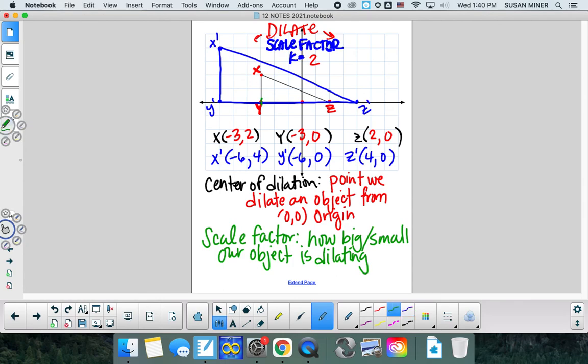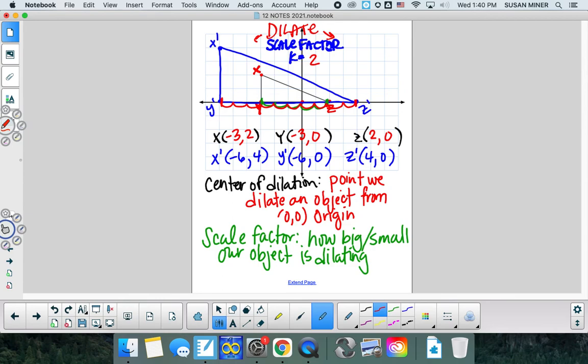The original length of side y, z was 1, 2, 3, 4, 5, right? Now the length of side y prime, z prime is 1, 2, 3, 4, 5, 6, 7, 8, 9, 10.